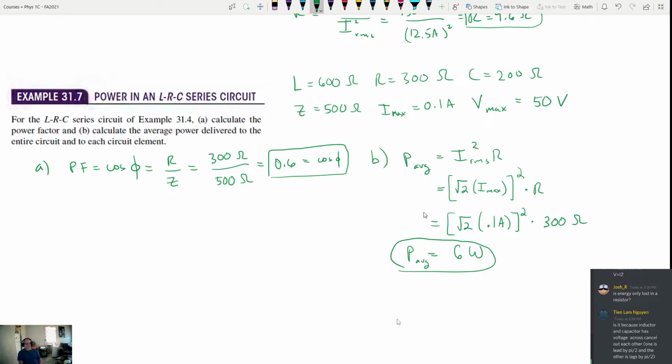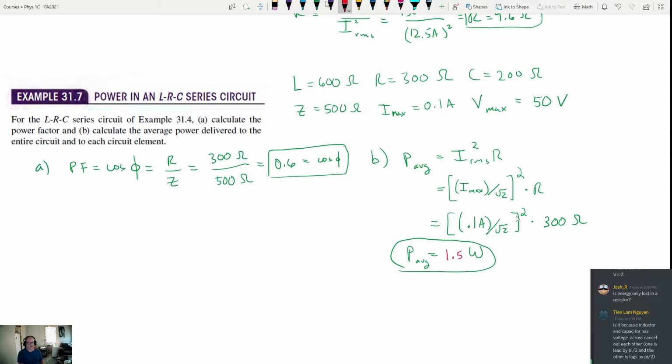That's not right. What am I doing? I'm silly. IRMS is Imax divided by root 2. Sorry about that. Yeah, because IRMS is smaller, right? This is over root 2. This should have been divided by root 2, which means that we multiply by 2, but we need to divide by 2, so we need to divide by 4. So this is then going to be 1.5.